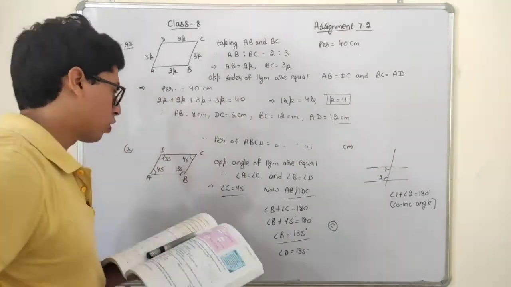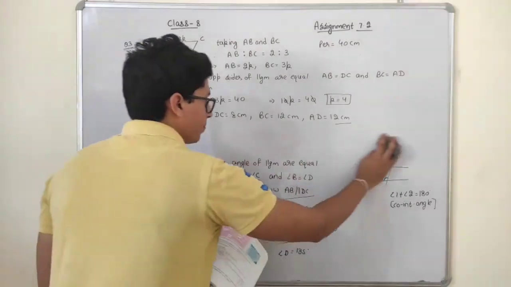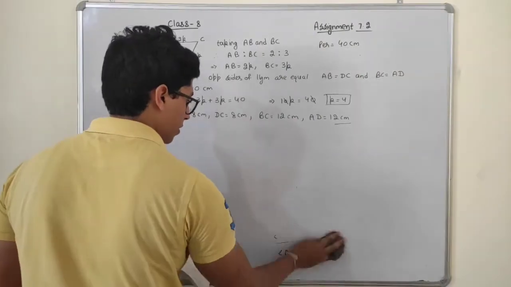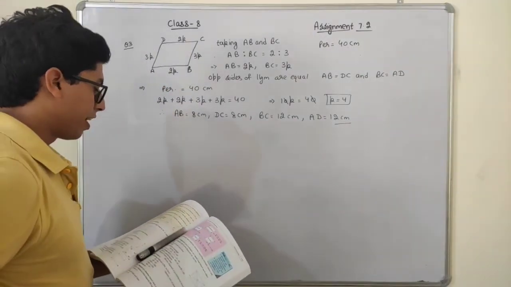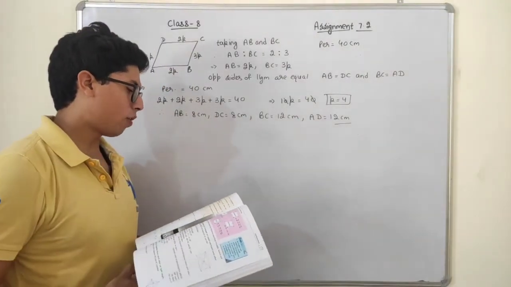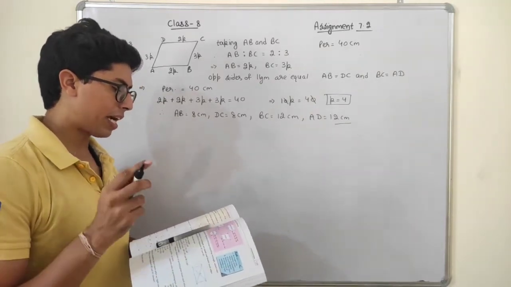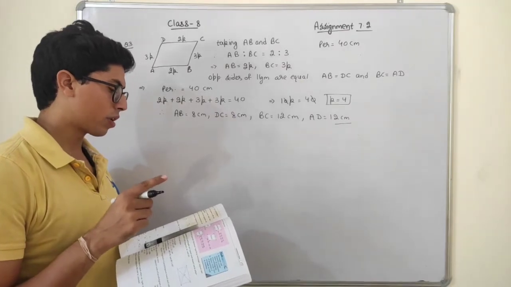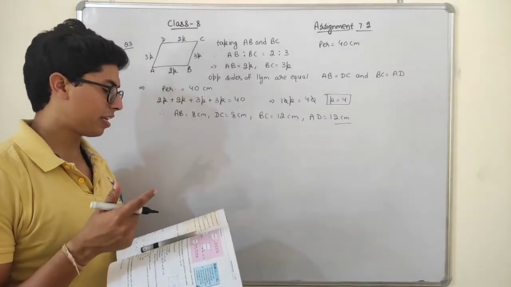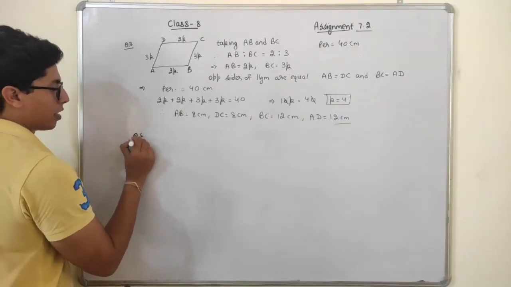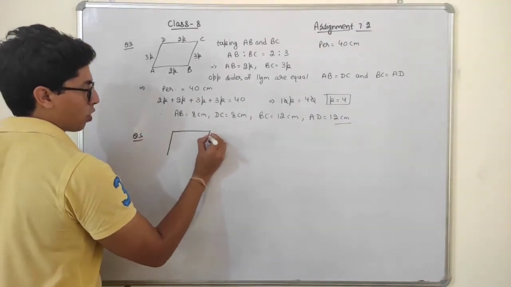Now just move forward to question number 5, students. See, in question number 5, the perimeter of the parallelogram is 150 centimeter. One of its sides is greater than the other by 33. See, students, in question number 5, first of all just draw a parallelogram.